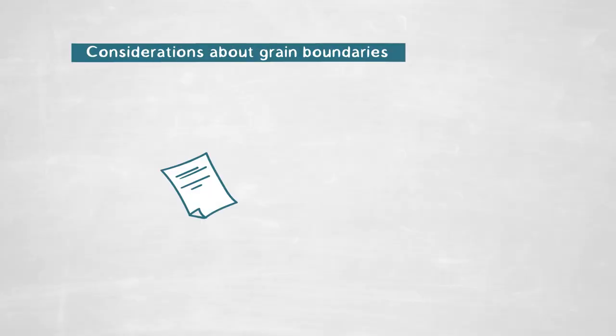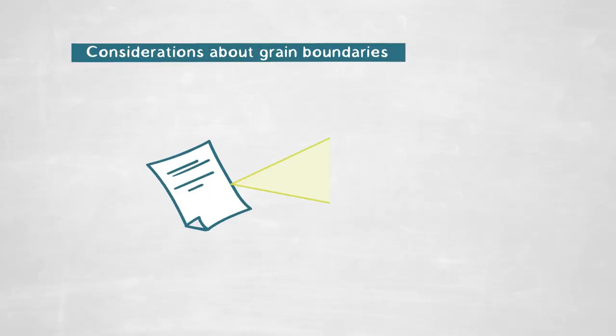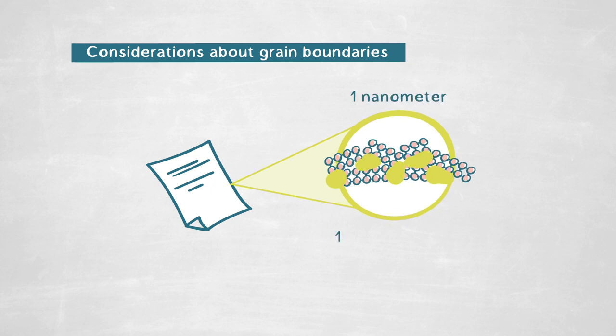So the question now is, how do we actually observe the atomic structure of these interfaces? There are first several problems. You can envision grain boundaries as very confined interfaces. Imagine them as a sheet of paper, but actually they're confined to 1 nanometer. That means they're 100,000 times thinner than an actual sheet of paper.